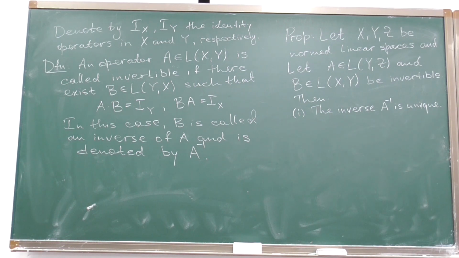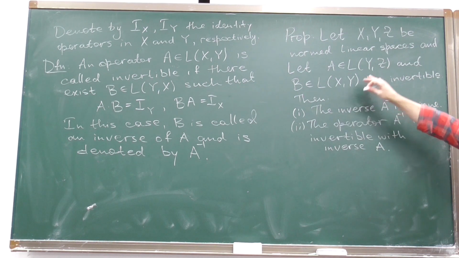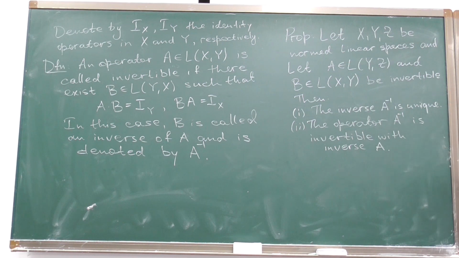Well, the inverse of B is unique as well, but that will be the same statement. Moreover, the inverse operator, A inverse, is invertible, and its inverse is A. Since we've chosen the domains and codomains of A and B in this specific way, the product AB exists, and moreover, it is an invertible operator.